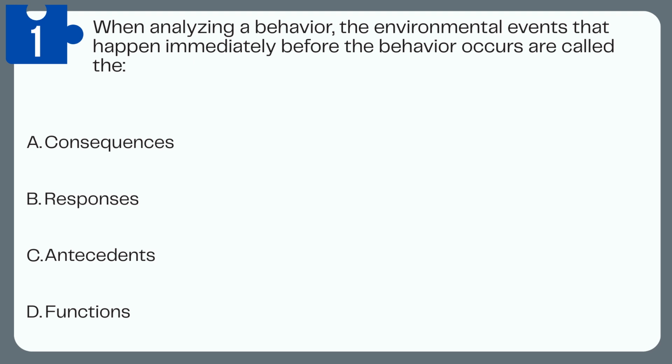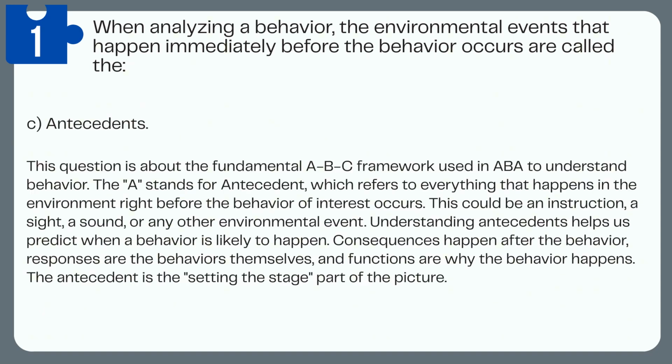Question 1. When analyzing a behavior, the environmental events that happen immediately before the behavior occurs are called the A. Consequences, B. Responses, C. Antecedents, D. Functions. Answer C. Antecedents. This question is about the fundamental ABC framework used in ABA to understand behavior.